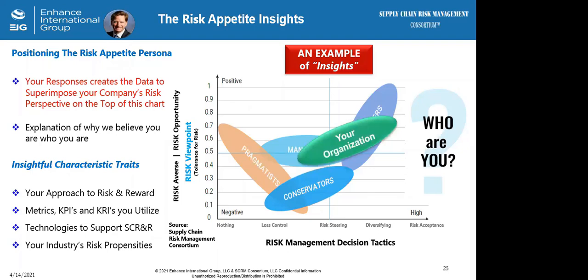But overall, in the transitioning, most companies move from pragmatists to conservative to managers and to maximizers. Rarely would you jump from a pragmatist to a maximizer right off the bat. But there's always exceptions to the rule, but that's just what we've seen over the last 10 years.